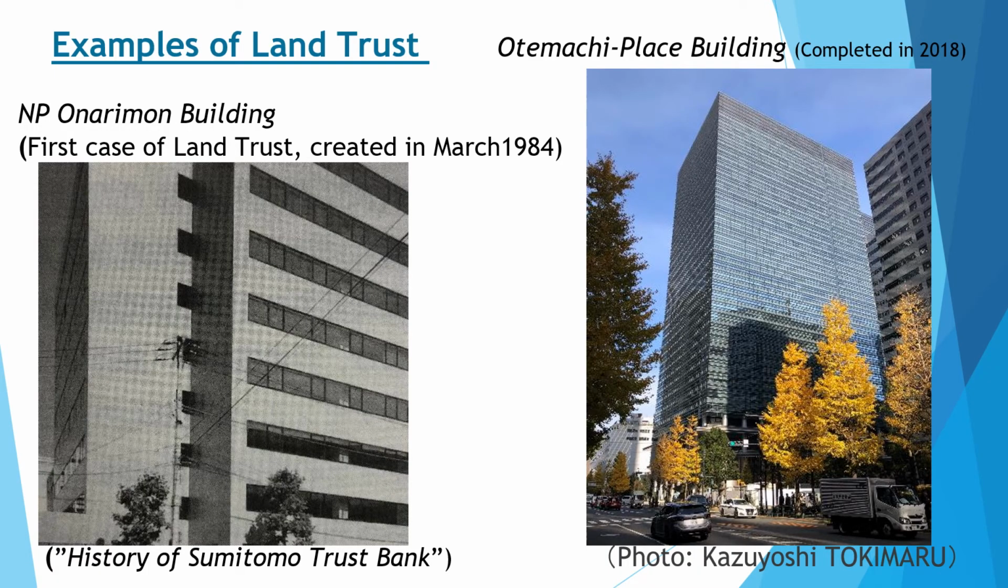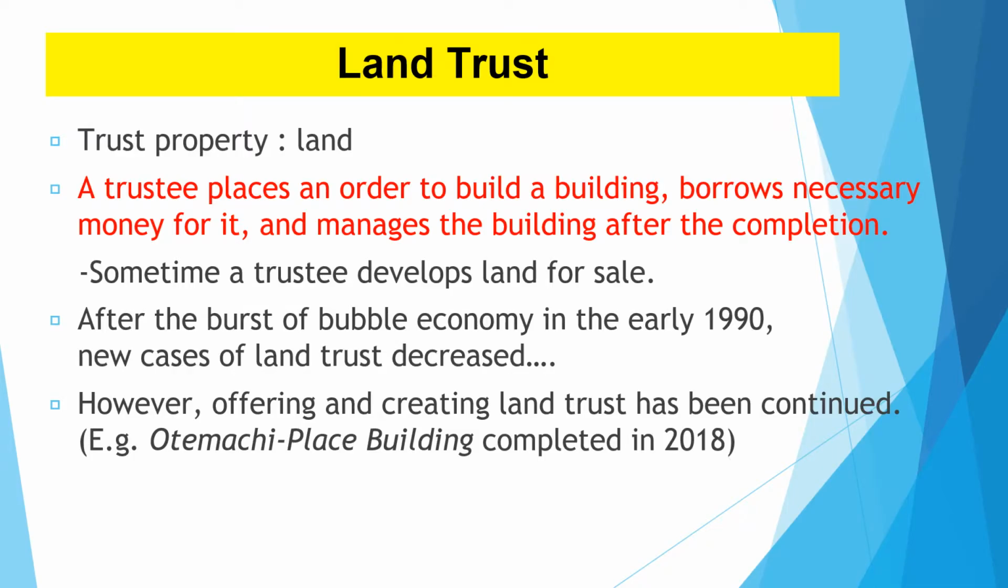Next, land trusts. These are examples of land trust cases. The first case is NP Onarimon Building in 1984. The Otemachi Place Building is a recent case completed in 2018. Both are in Tokyo. When using a land trust, a trustee is entrusted land by a settlor, and the trustee places an order to build a building as a contractor, borrows necessary money for it, and manages the building after the completion. Sometimes, a trustee develops land for sale.